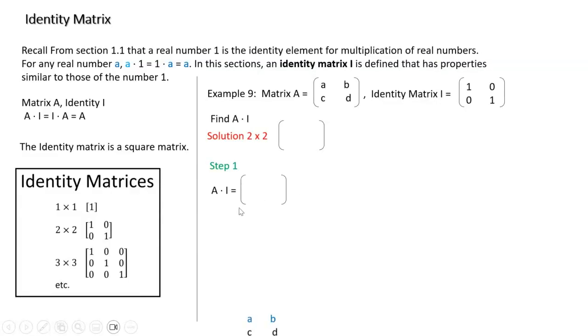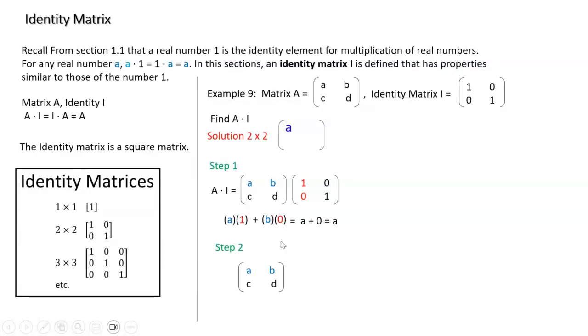So step 1: I'm going to multiply the first row times every column. So a times 1 plus b times 0. The answer will be a plus 0, so the answer will be a. So the a goes on the first row, first column. Now comes step 2. I'm going to multiply the first row times the second column. a times 0 will give us 0. b times 1 will give us b. So 0 plus b will give us b. So the b goes on the first row, second column.